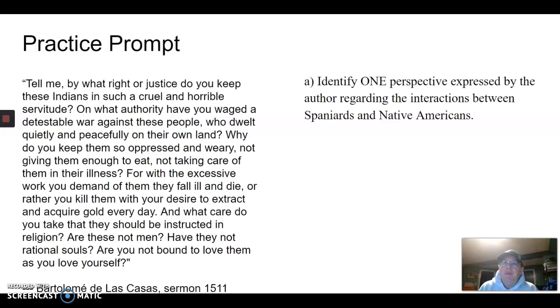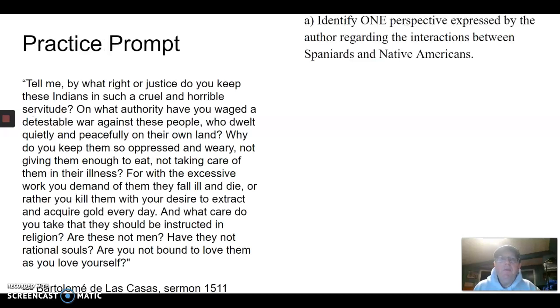So let's look here at the first one. This is a sermon by Bartolome de las Casas in 1511. If you want to pause the video, you can read it. And then we'll consider the question as every stimulus question for short answer. They begin part A with asking about perspective. So what's the perspective expressed by the author regarding interactions between Spaniards and Native Americans? Like I said, you can pause the video if you want to just take a shot at yourself. And I'm going to keep going.